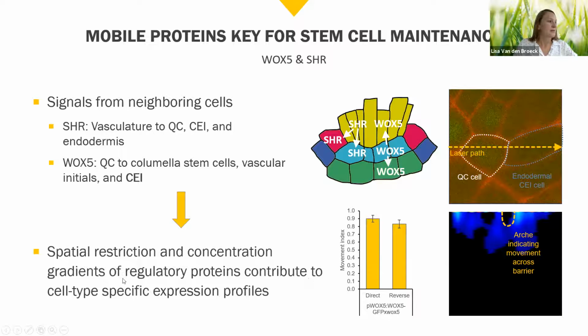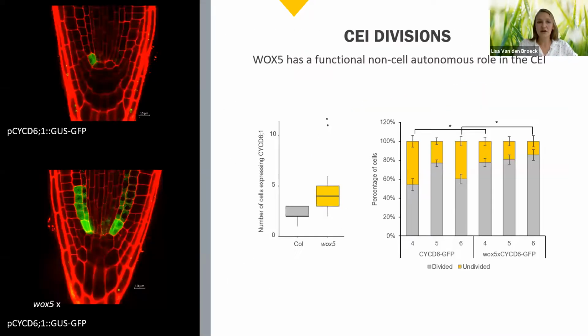And these spatial restrictions and concentration gradients of these regulatory proteins contribute to the cell type specific expression patterns and stem cell maintenance. So we were interested in these proteins and especially in WOX5, although the role of WOX5 is already extensively described in the QC and CEI, not much is known about its function in regulating CEI divisions. So to identify whether WOX5 has a role in the CEI, we looked at the phenotype of a WOX5 mutant and quantified the percentage of divided and undivided CEIs.